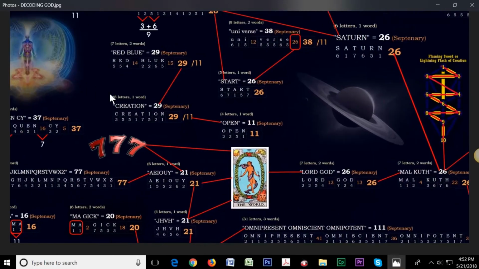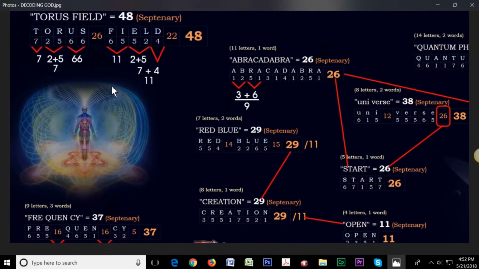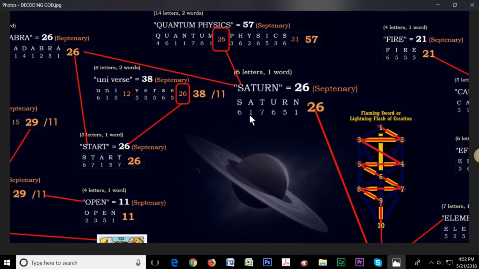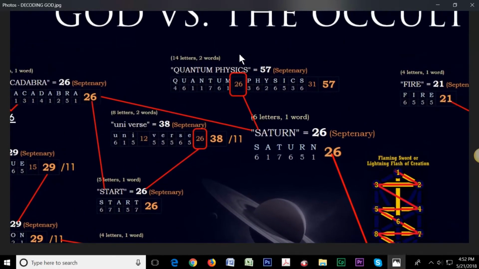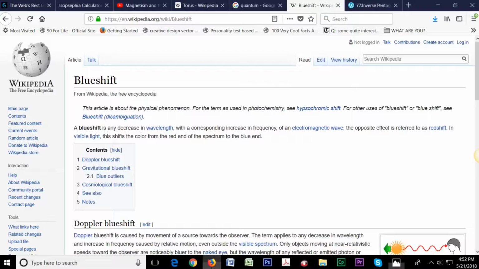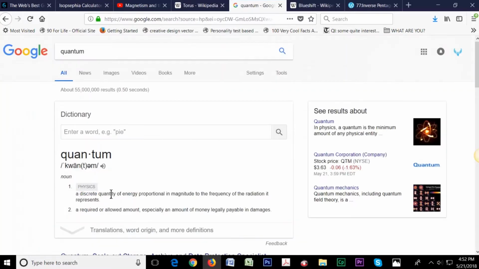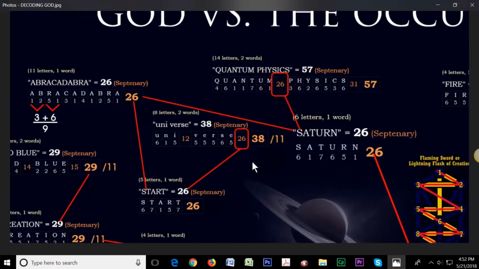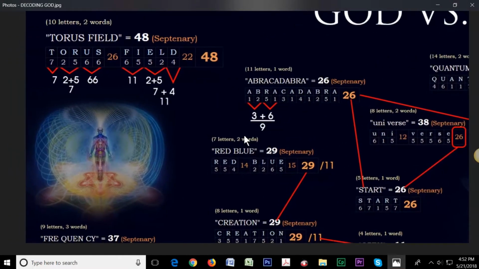It really gets into the microcosm, and when we break the information down, I want to show you guys first. I'm all about the planet Saturn and the number 26, which of course is the offspring of the number 11, which is about magic. And it's interesting because if you study quantum physics, quantum equals the number 26, and I even have quantum here, which is a discrete quantity of energy in magnitude to the frequency of the radiation it represents. That's quantum, and it just so happens to equal the number 26. You think Saturn has anything to do with it? You bet your bottom dollar it does. According to the numbers here, it absolutely has everything to do with that.